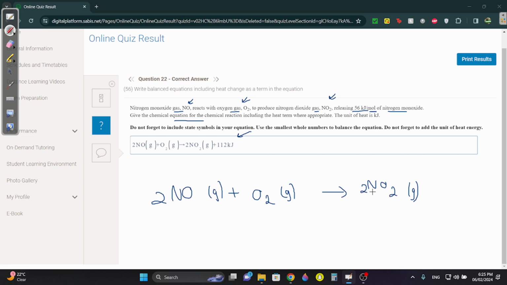It's balanced, but we said it's releasing 56 kilojoules per mole of nitrogen monoxide. Do you put 56? No, you don't, because we said per mole of nitrogen monoxide, and here we have 2 moles. So you have to multiply by 2. It will be 112 kilojoules. Okay, and this is how I wrote it.